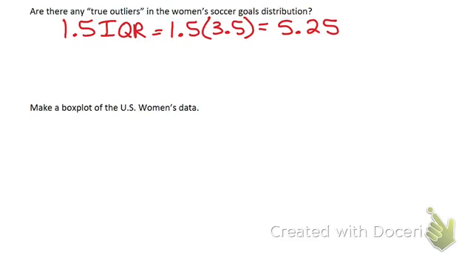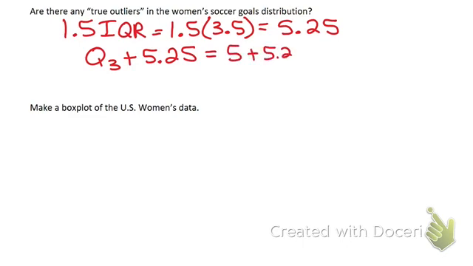Perfect. Now what are we going to do with that 1.5 IQR value? We're going to use it to find the fences. We're going to take Q3 and add 5.25, which is the 1.5 IQR value. What was Q3? 5. What is 5 plus 5.25? 10.25. What have you just found? This is the upper fence.